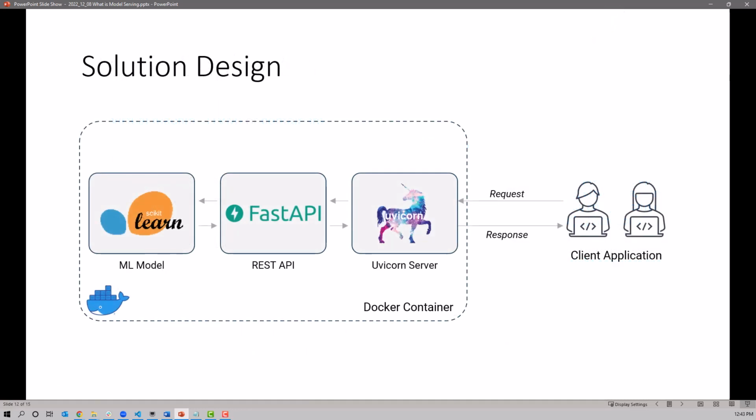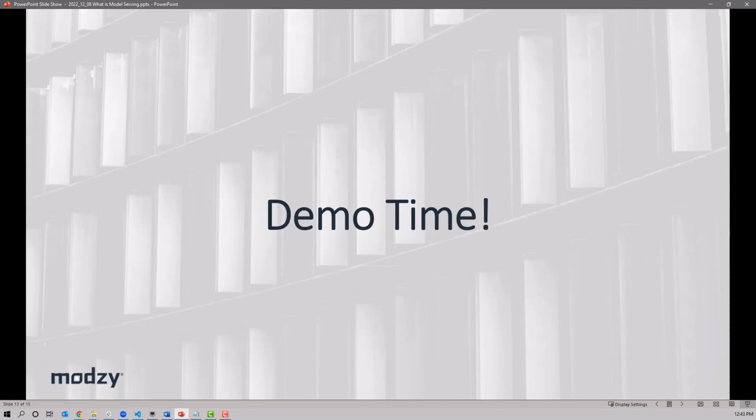So just to consolidate this into one easy to understand diagram, what we'll see is this right here. You can think of this Docker container as a wrapper or a package that contains everything in here, and that a client application can send requests to and receive responses back. So with that, let's dive right into the demo.